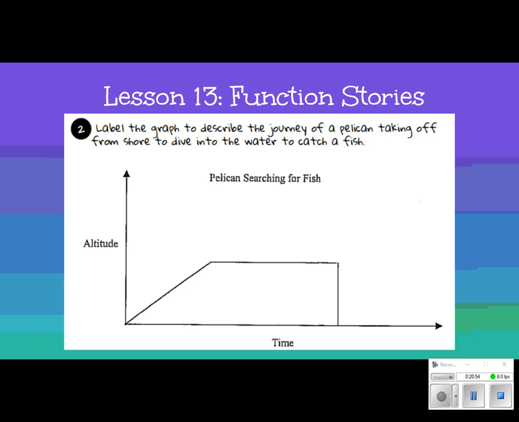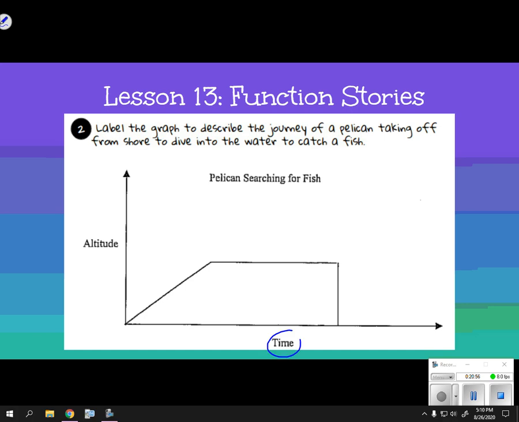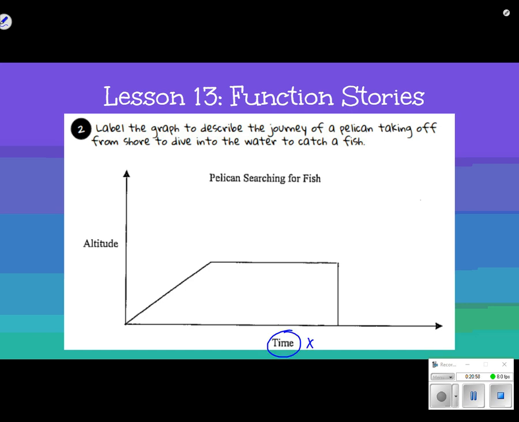Our variables are time, so that's x. Usually that's what our independent variable is. Not always, but time. And then altitude is how far you are above the ground. Or in this case, we're dealing with a pelican and they're trying to get fish. So we're not above the ground, we're above the water. So I'm going to make this water right here.